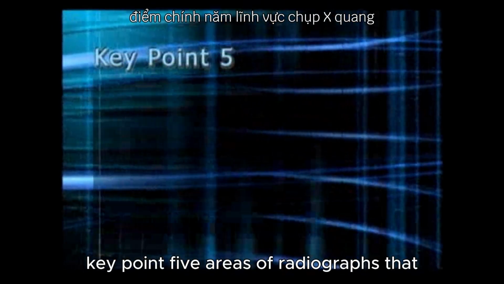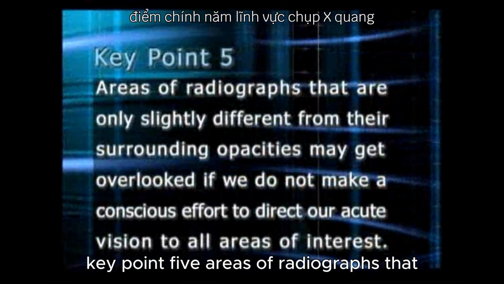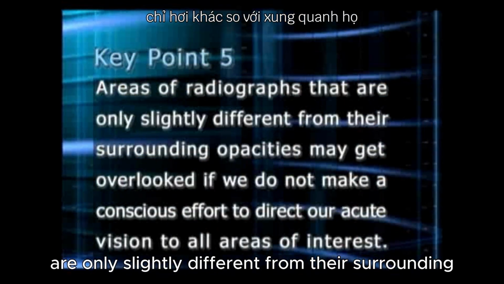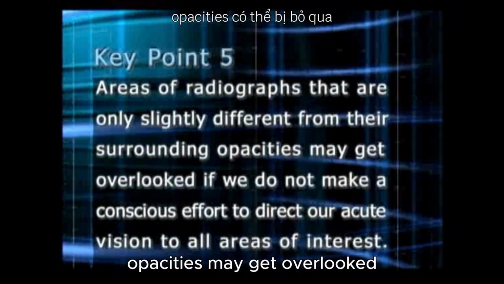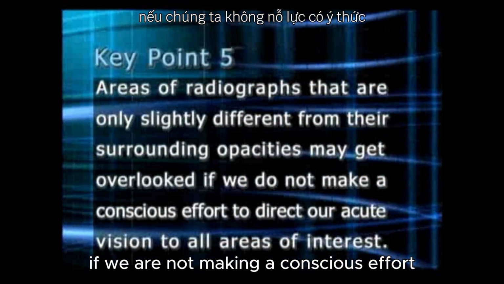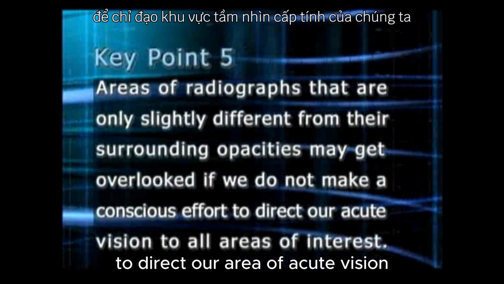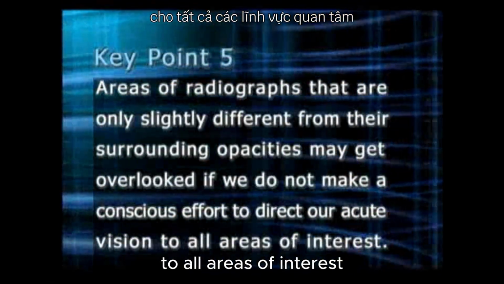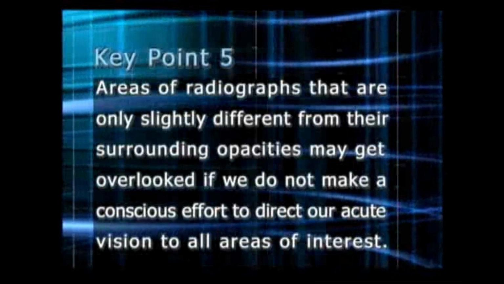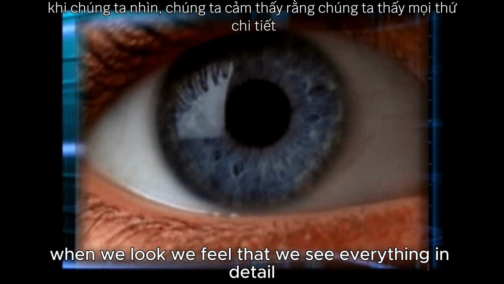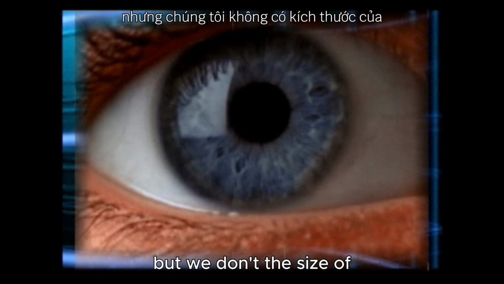Key point 5. Areas of radiographs that are only slightly different from their surrounding opacities may get overlooked if we are not making a conscious effort to direct our area of acute vision to all areas of interest. When we look, we feel that we see everything in detail, but we don't.